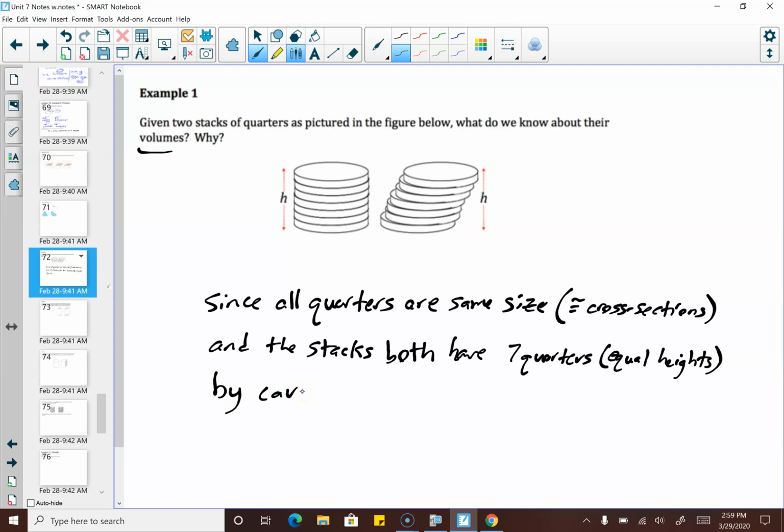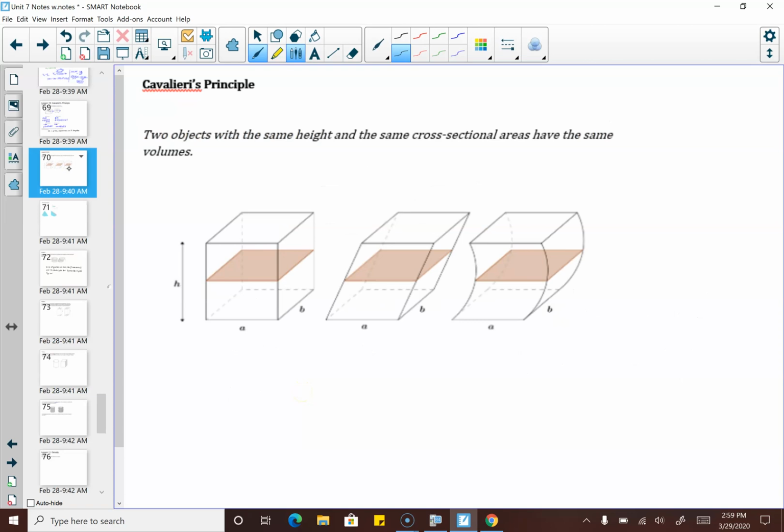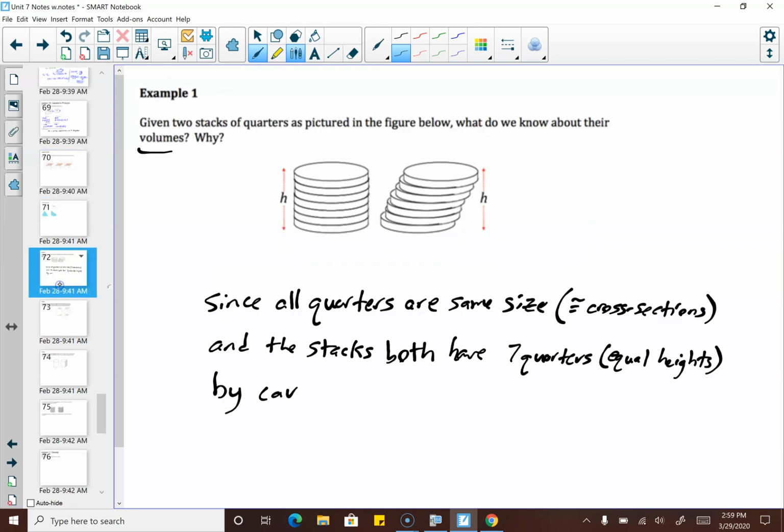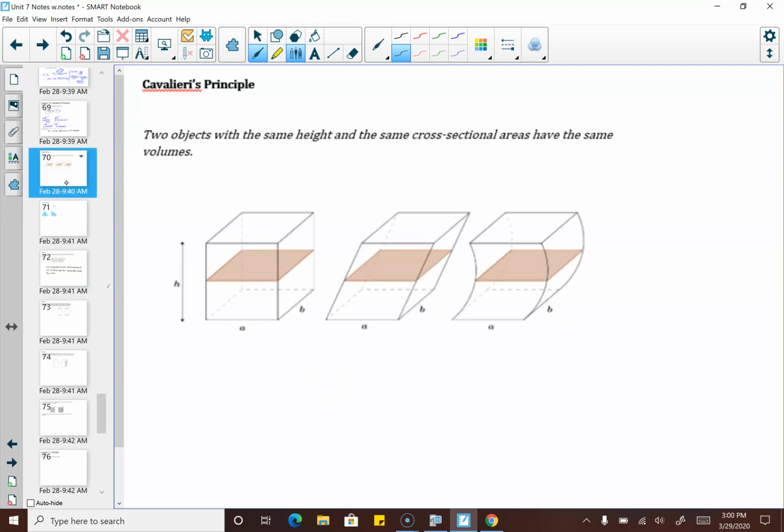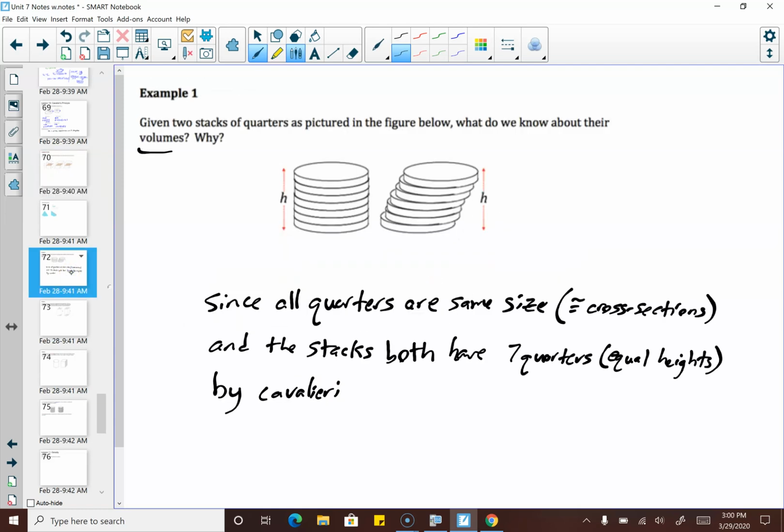By Cavalieri's, and I'm not going to lie, I never remember how to spell it. Cavalieri. I think that's how you spell it. I'm just going to shorten it probably for the rest of the lesson. By Cavalieri's principle, the volumes must be equal. All right, so that's how we can use Cavalieri's principle to apply it a little bit outside of a generic math style question.